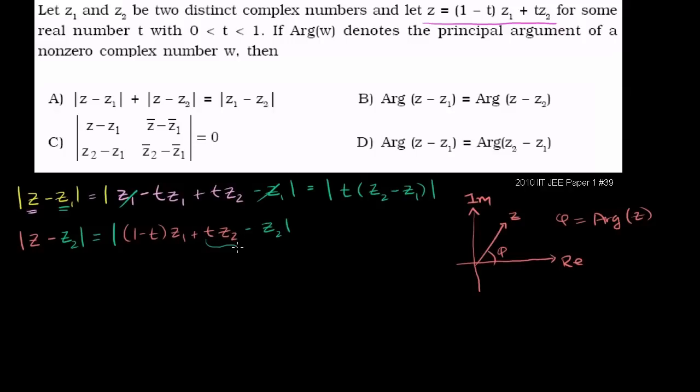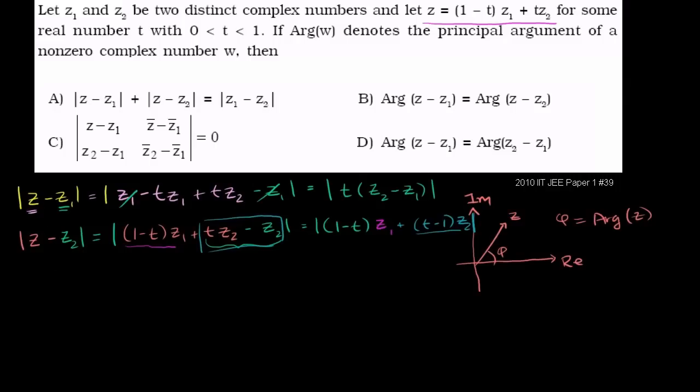We can factor out the z2 out of these two terms. So this is going to be equal to the magnitude of (1 minus t) times z1, that's this term right over here, plus (t minus 1) times z2. The magnitude of this part over here is this thing over there. Now let's see what happens when we add this thing to this thing. That's what choice A is doing. Let's see if we can simplify it.